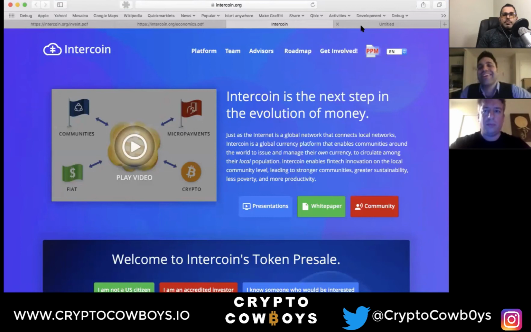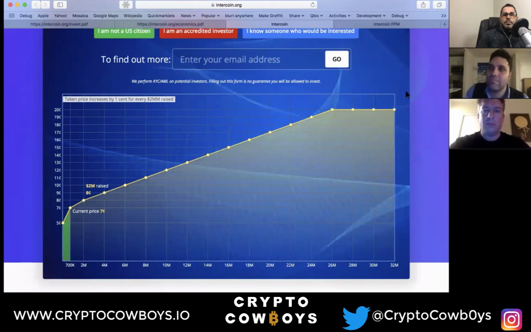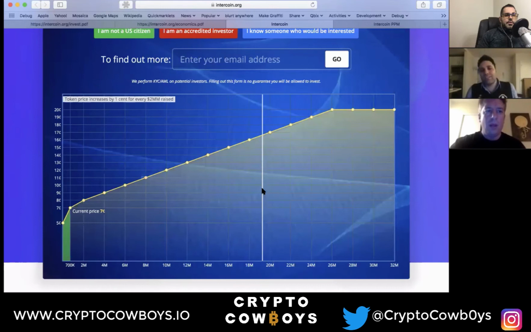You should go read it. And basically, anybody around the world can go buy Intercoin if it's legal according to securities laws. Got it. So you guys are not a security token, just to clarify, or are you? We are in some sense a security token. This is what's weird, that there's only this dichotomy between security token and utility token.